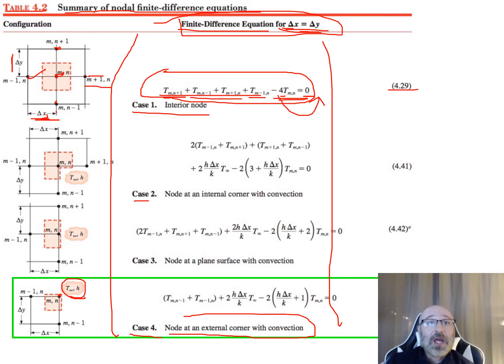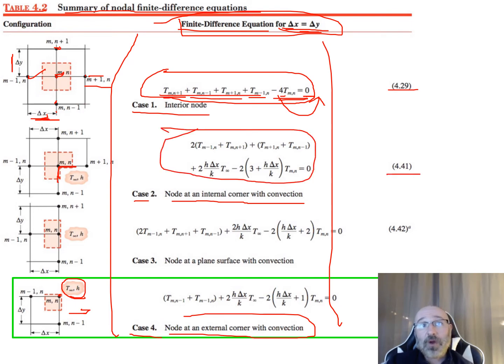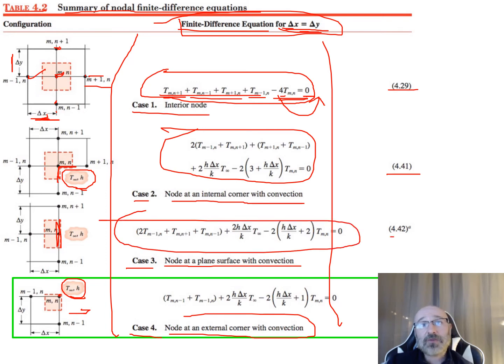Now we can also take a look at these other two cases. Case 2 is a node at an internal corner with convection. So opposite of what we saw in our problem, this is going to be an internal corner. So we have the following relationship, given by equation 4.41 for that case, where we have convection going on at that internal corner. And in case 3, we have the entire side now with convection. So this is a node at a plane surface with convection, and this is given by the relationship shown here for equation 4.42.